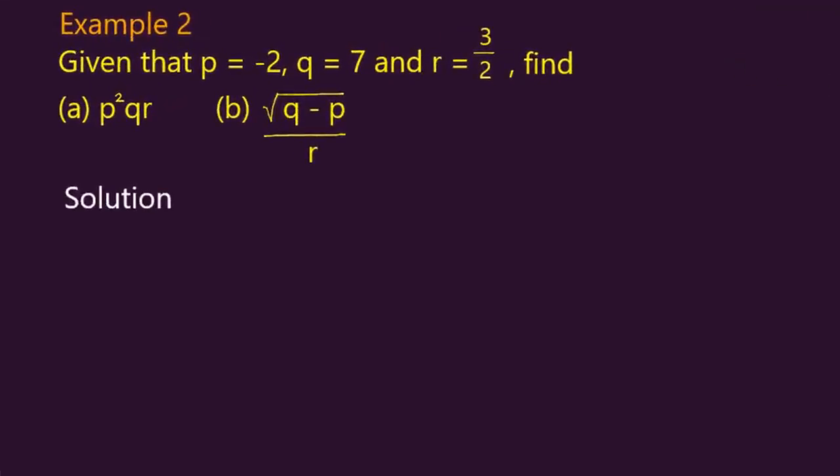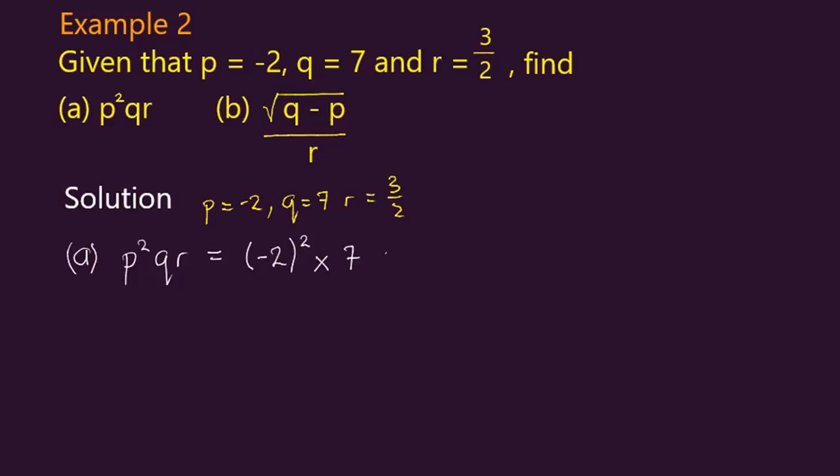So here's the solution. We want to start with part A. On part A we have p squared qr, so we want to find that value, substituting the values of p, q, and r. So if it's p squared qr, we start with p squared. P is -2 according to the question. So since p is equal to -2, q is equal to 7, and r is equal to 3/2, let's use those values. So it's p squared, that's -2 squared, multiplied by q, q is 7, multiplied by r, r is 3/2.